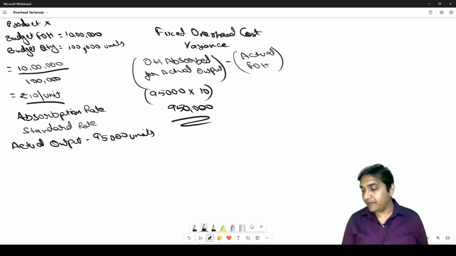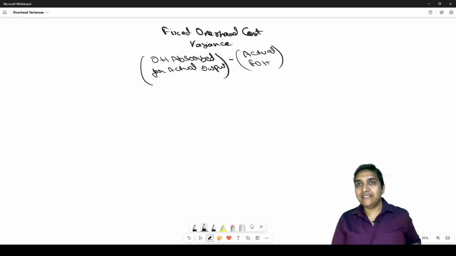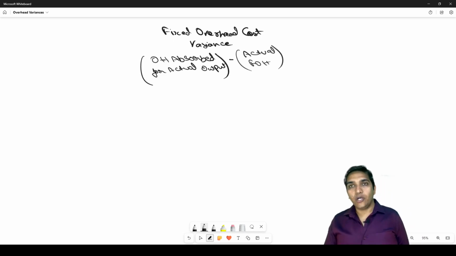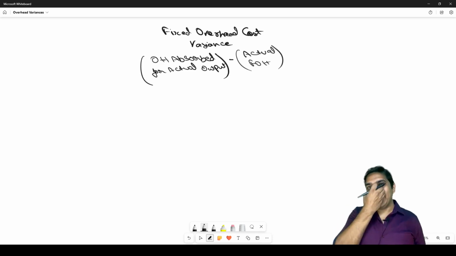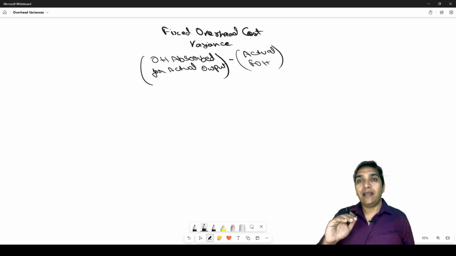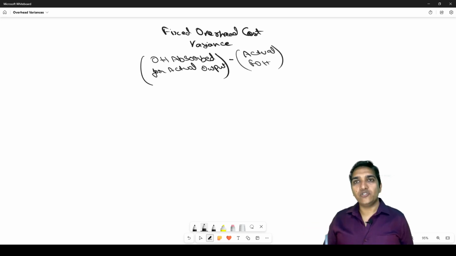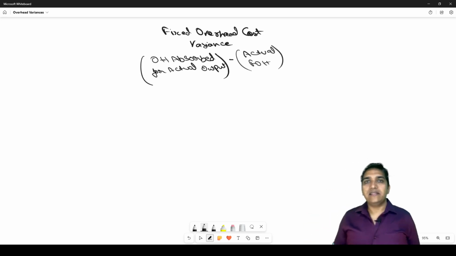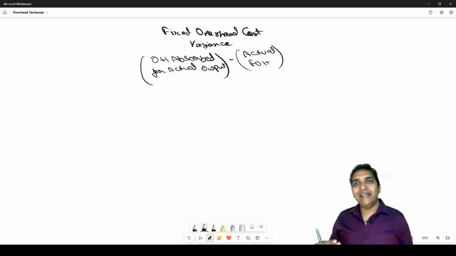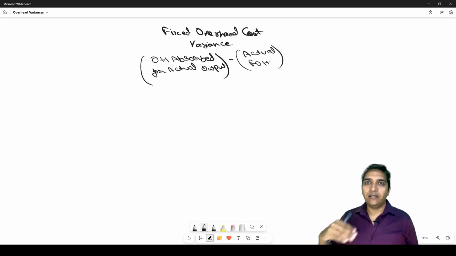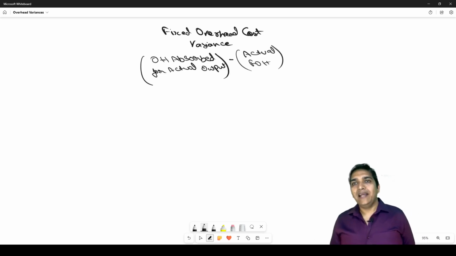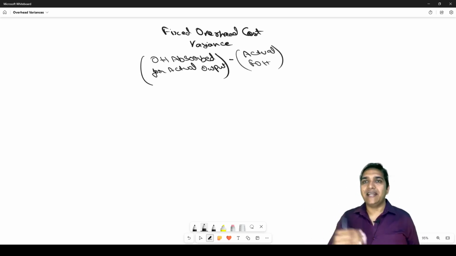Now, let us move on. Next it says actual fixed overhead. Overhead absorbed for actual output minus actual fixed overheads. Now, even though fixed overheads are fixed in total, the expense can still change. The expense which I actually incur can still change. Say in rent, usually it doesn't change because there is a pre-entered contract. That's a standard contract which we have already entered and we know. But there could be other expenses. Let us assume now there is a machinery which needs regular maintenance.